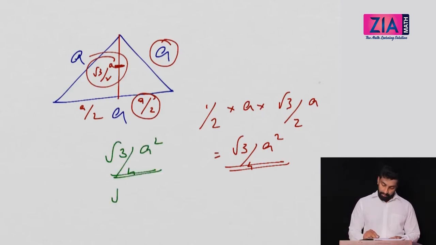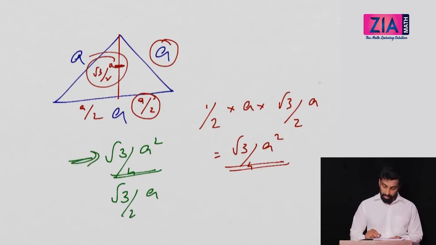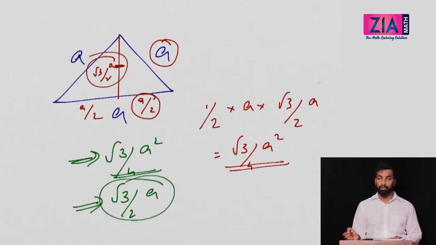If one side is given, what is the height? Root 3 by 2 A. Okay, so you can get questions based on area also, and you can get questions on the height also. So if one side is given, height is root 3 by 2 A, area is root 3 by 4 A square.